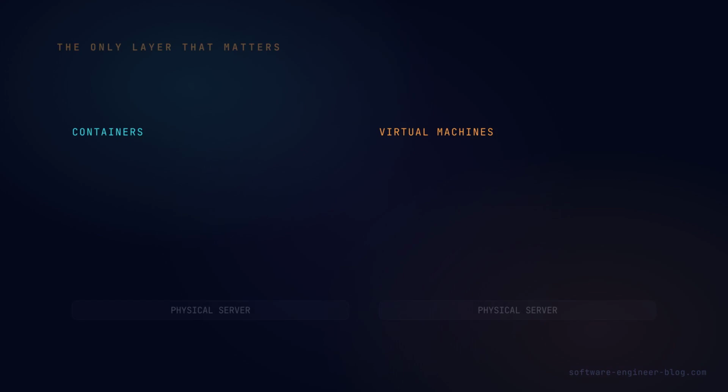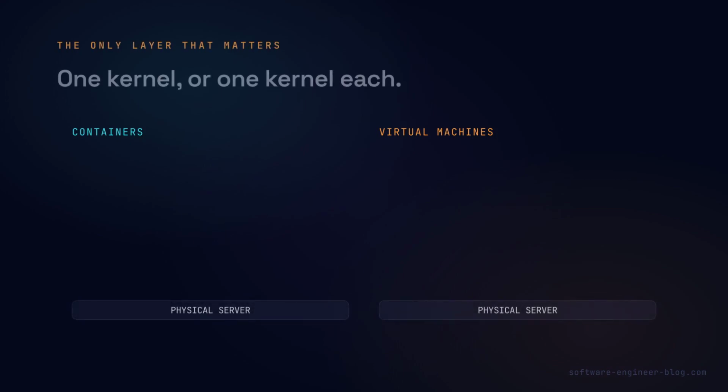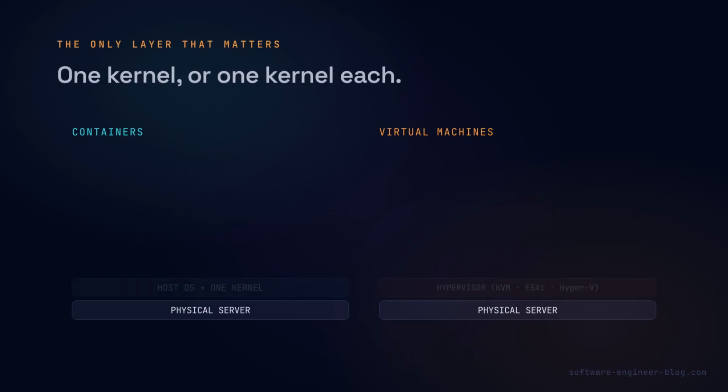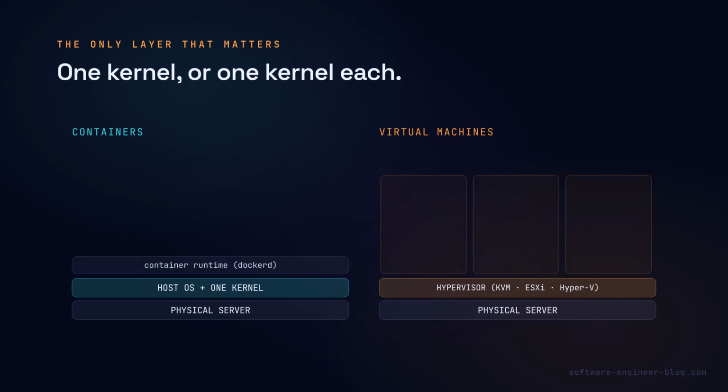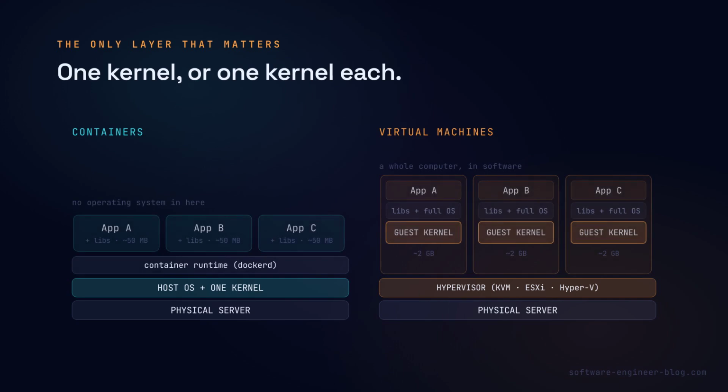Here are both of them, stacked from the metal up. At the bottom, the same physical server. Now watch the layer that decides everything, the kernel. The kernel is the part of an operating system that actually talks to the hardware, the disk, the network card, the memory. On the left, with containers, there is exactly one kernel, and every container shares it. On the right, every virtual machine boots a kernel of its own. One kernel or many. Everything else follows from that.